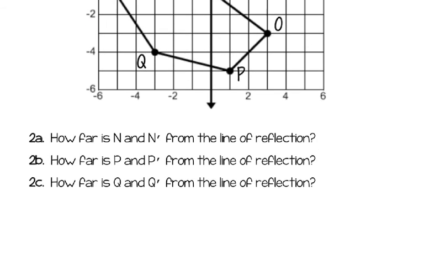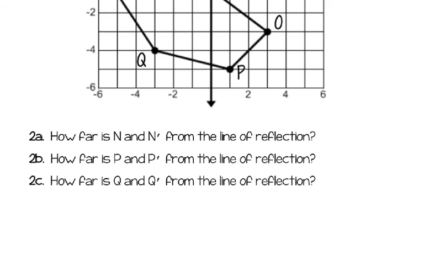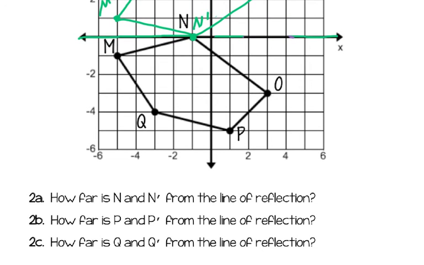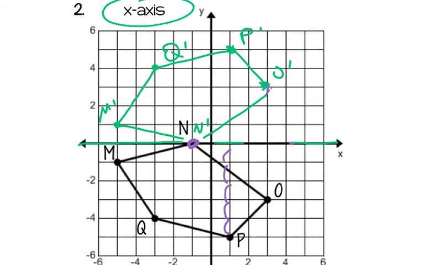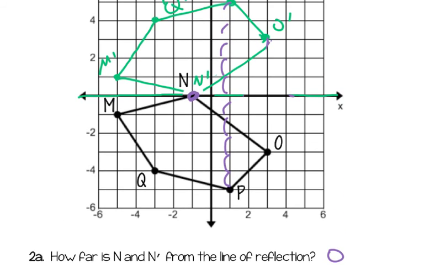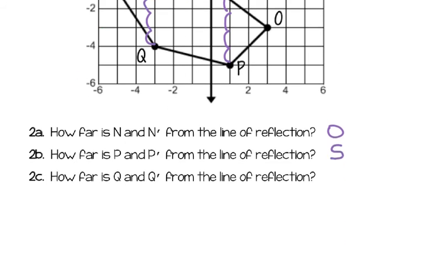Let's answer some questions down here below. 2a, how far is n and n prime from the line of reflection? So they're both how far away? N and n prime, if I look at that, they're both 0 away, same distance. How far p and p prime? 1, 2, 3, 4, 5, and p prime is 1, 2, 3, 4, 5. So they're the same distance away also. What about q and q prime? 1, 2, 3, 4, 1, 2, 3, 4. So they're both 4 away.